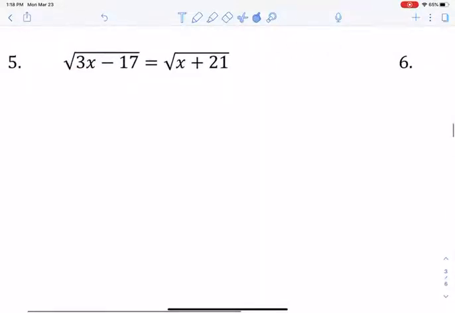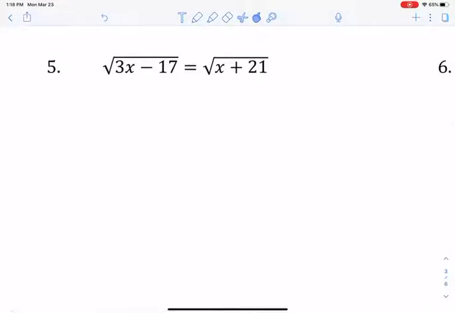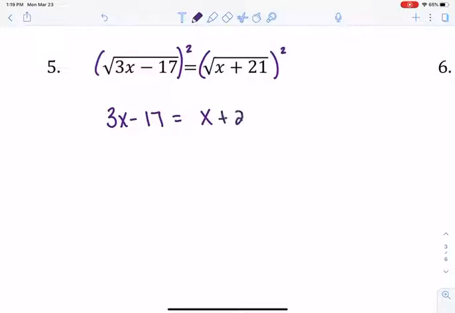So our first steps when we're solving radical equations have been to isolate the square root. Well, technically in number 5, we have done that. It's already started with it being isolated, but there's a square root on each side. So when that happens, we're actually ready to just square both sides right away to get rid of that square root. So this becomes 3x minus 17 is equal to x plus 21.